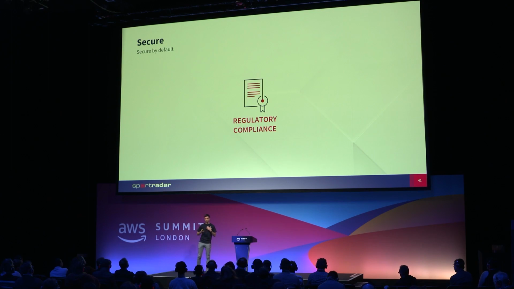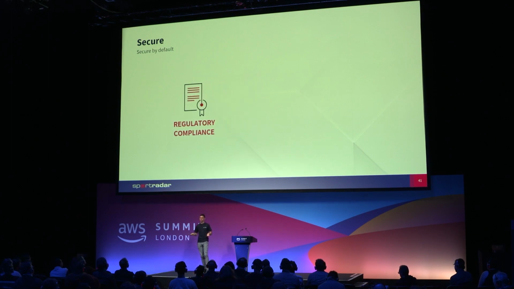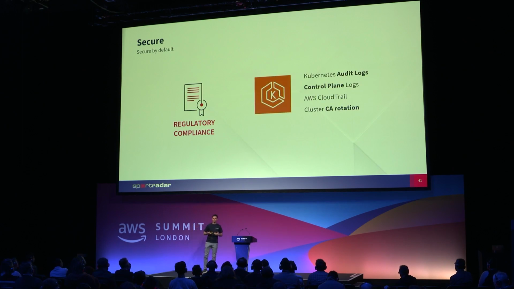And with Amazon EKS, you can immediately tick a few boxes. So all of your Kubernetes audit logs and control plane logs will be shipped to CloudWatch. You can use CloudTrail to audit all actions against the actual EKS cluster through AWS API. And a really helpful feature for us was that, enabled by default, EKS will automatically rotate your cluster certificate authority, which just helps you invalidate any long-living tokens you might have in your cluster.